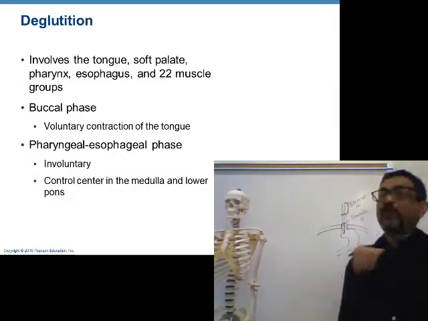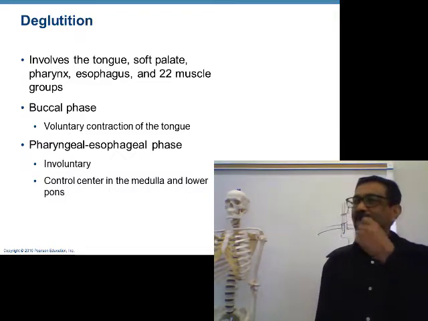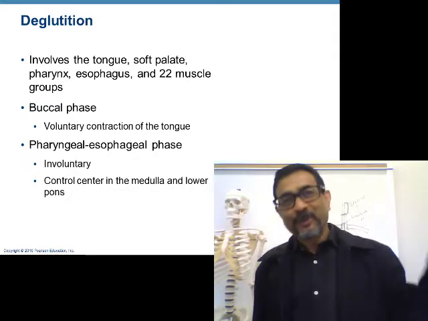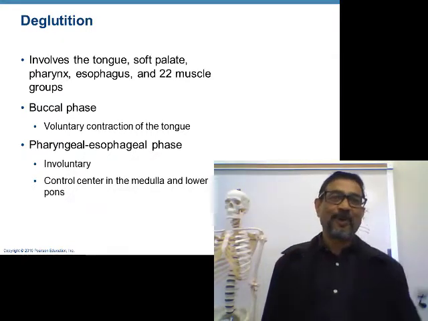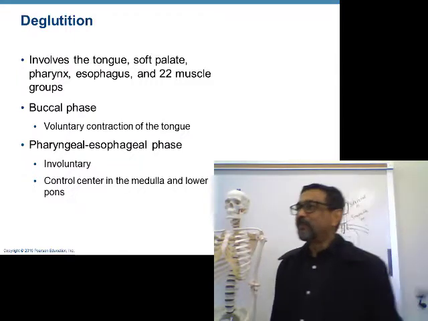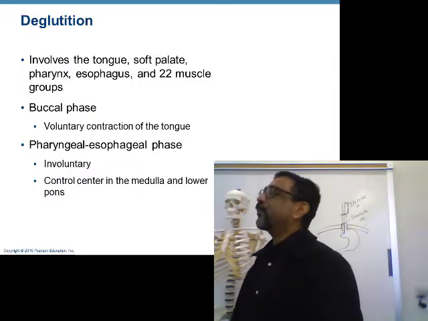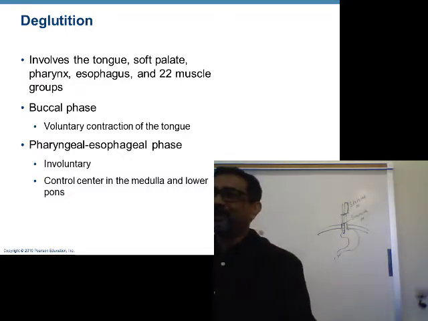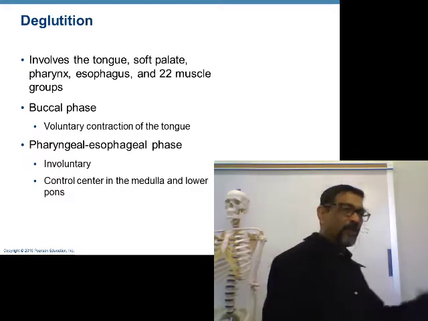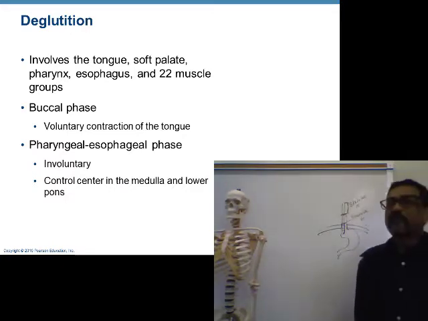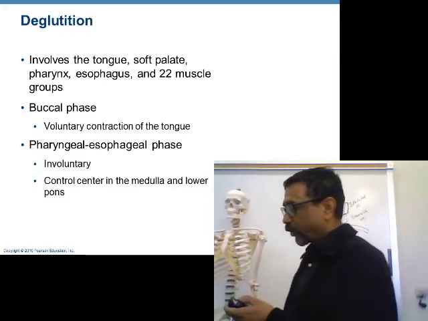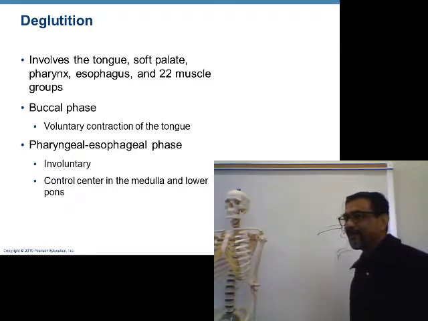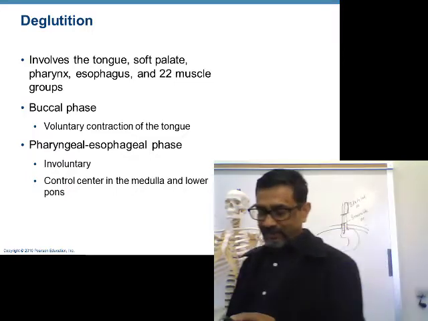Once you push the food into the pharynx, you don't think about where it is going. You know that it will go to the stomach by itself. So the last part is involuntary. That's why you never think. After you push the food towards the pharynx, you don't need to think, it will go to the stomach. That is involuntary, controlled by the brain's medulla. You have the control center for the second phase.